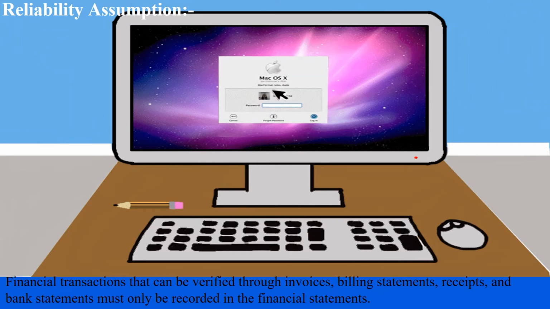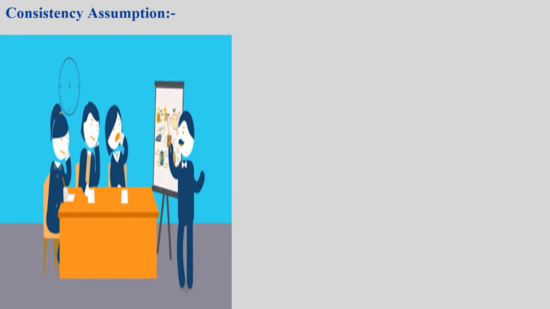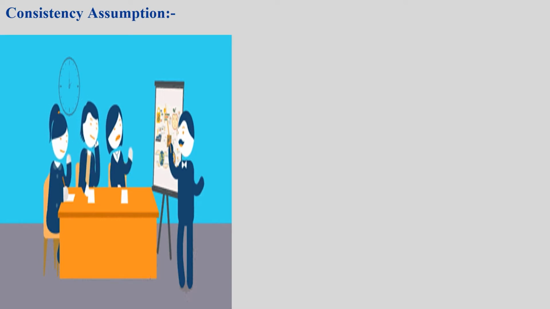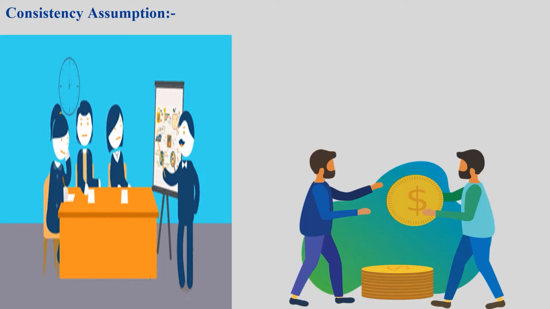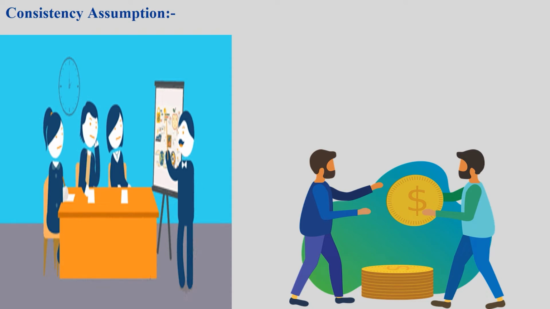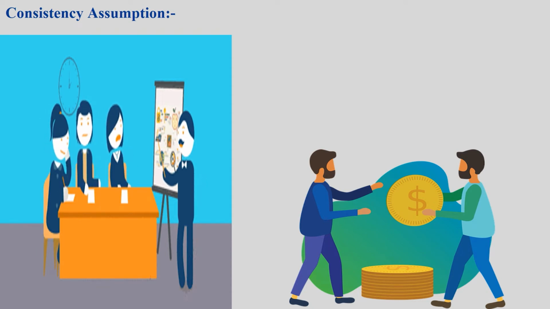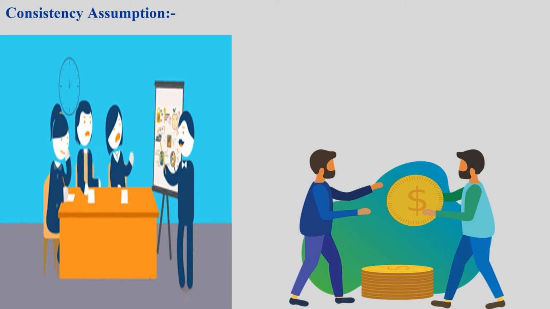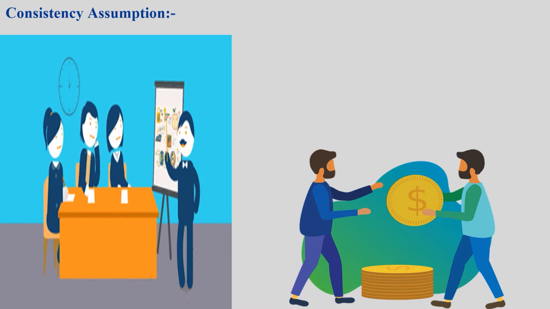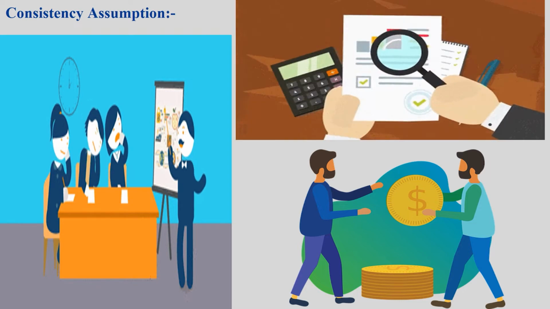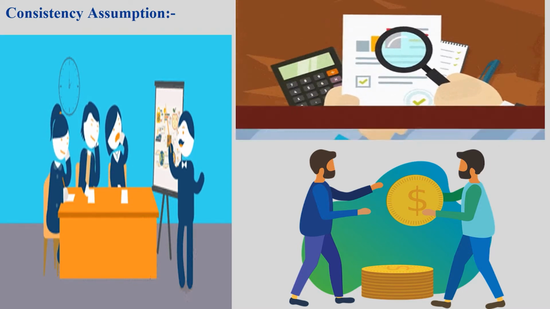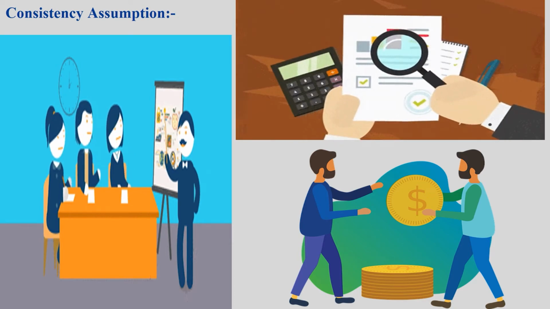The second assumption is the consistency assumption. This assumption makes it substantial for companies to use a consistent method of accounting for all the accounting periods. Having a consistent method of accounting will ensure an easy comparison between the financial statements of a company for different financial periods.